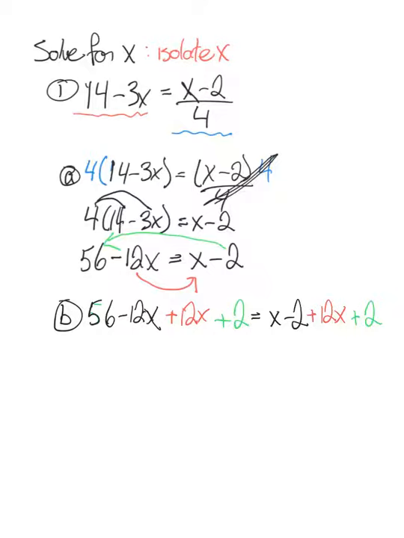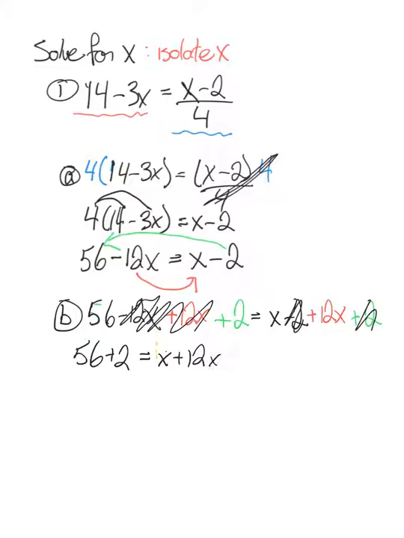So now we can see that a few of these things cancel out. The negative 12x and the 12x on the left hand side, as well as the negative 2 and the positive 2 on the right hand side. So we are now left with 56 plus 2 equals x plus 12x. And remember that there is a little invisible 1 in front. If you think about it that way, then this is the 58 equals 13x.